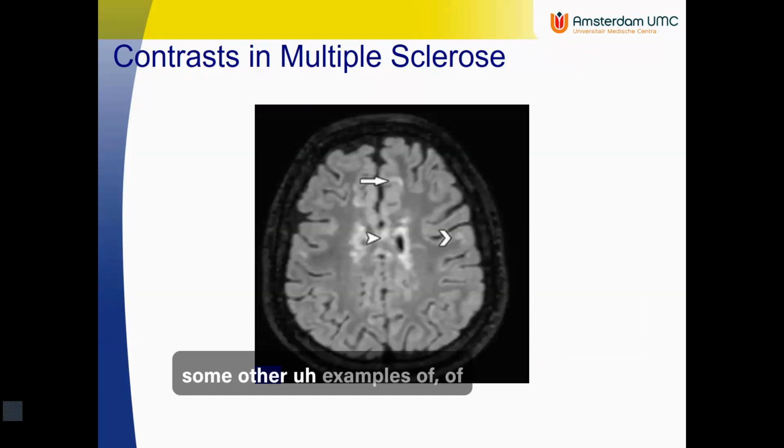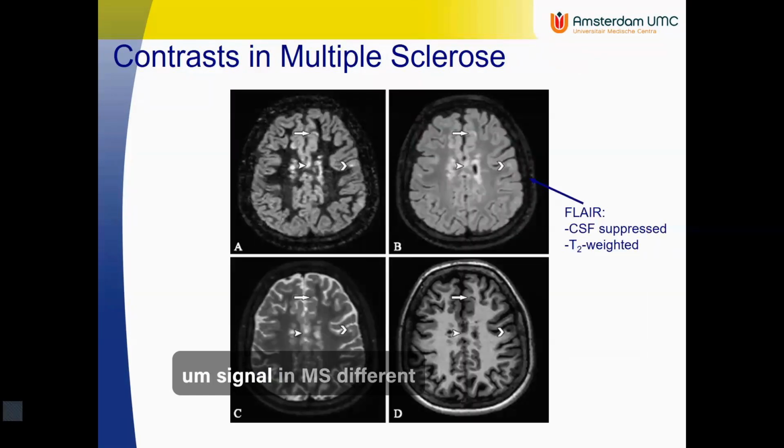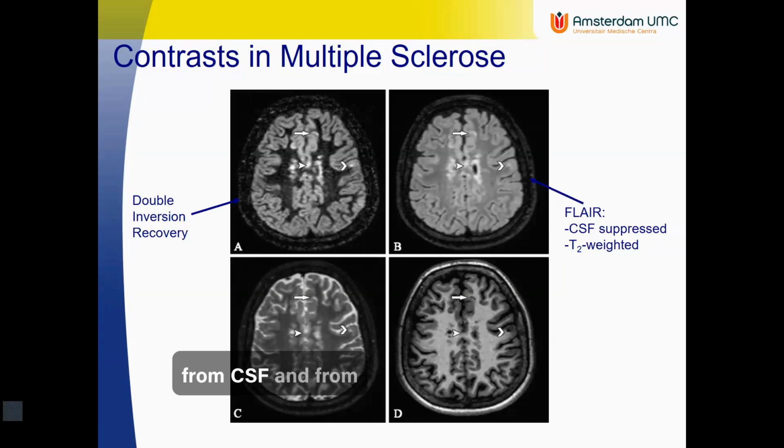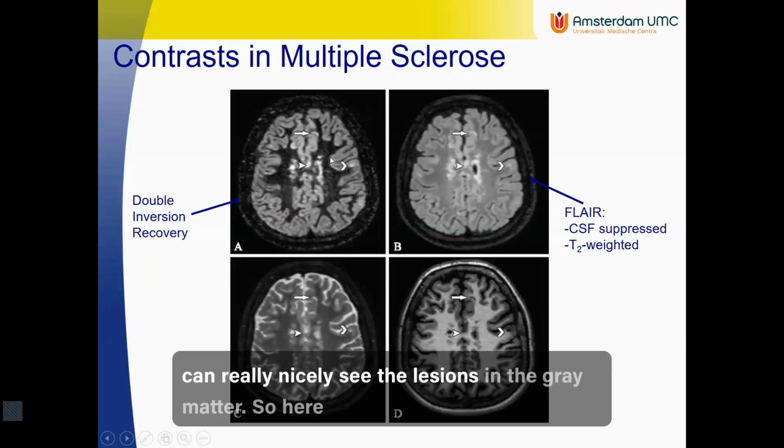You have some other examples of signal in MS, different types of contrast. Here we have the FLAIR image. You see the lesions. You can also vaguely see the lesions in the cortex, gray matter. Difficult to see them. And that's why someone came up with double inversion recovery, two inversion pulses. They are timed such that both signals from CSF and from white matter are suppressed. And you only get the signal from gray matter, and you can really nicely see lesions in gray matter.